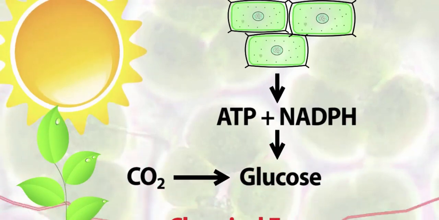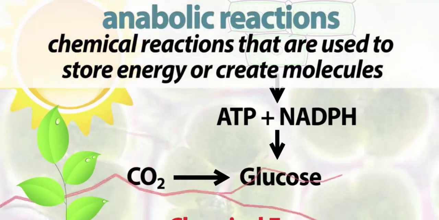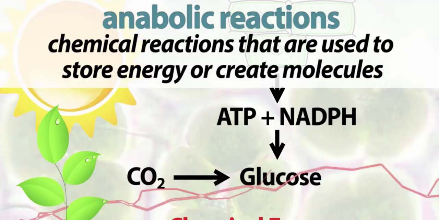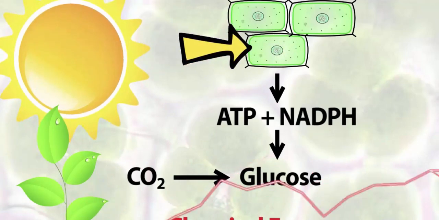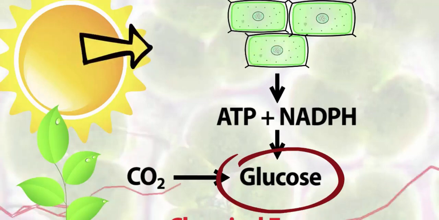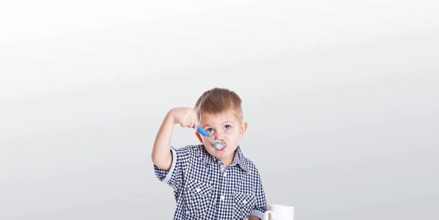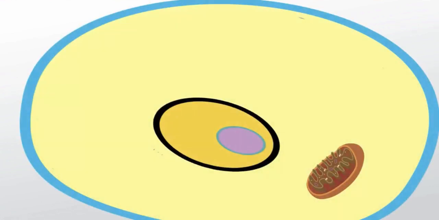The reactions in photosynthesis are referred to as anabolic reactions, or chemical reactions that are used to store energy and create molecules. These types of reactions usually require an initial input of energy. In the case of photosynthesis, light energy from the sun is that initial energy, and it produces larger molecules like glucose. On another note, cellular respiration is a different type of reaction called a catabolic reaction, where complex molecules are broken down to release energy.